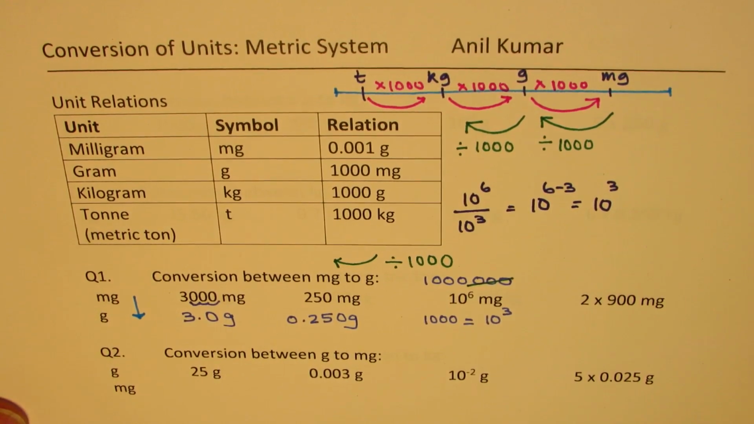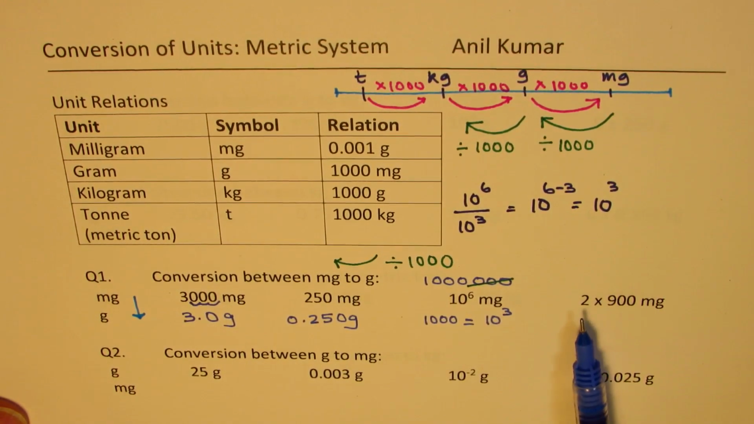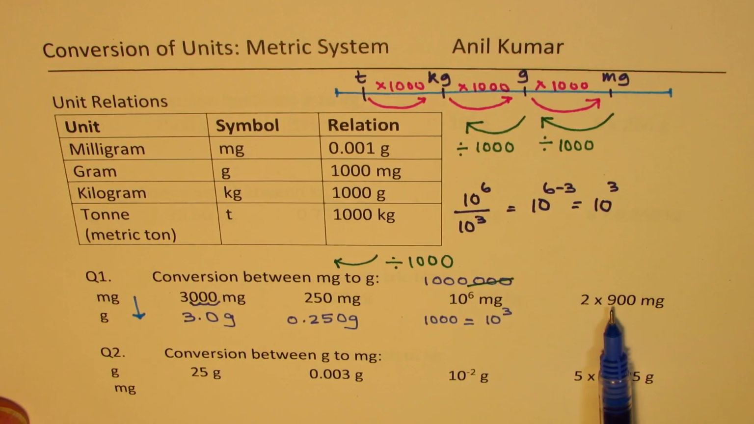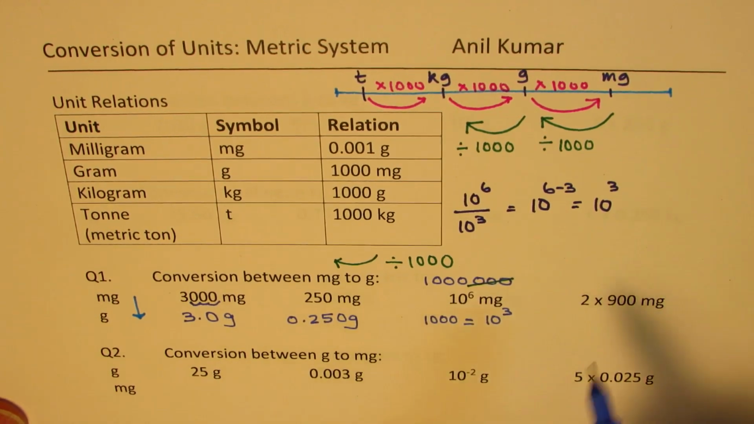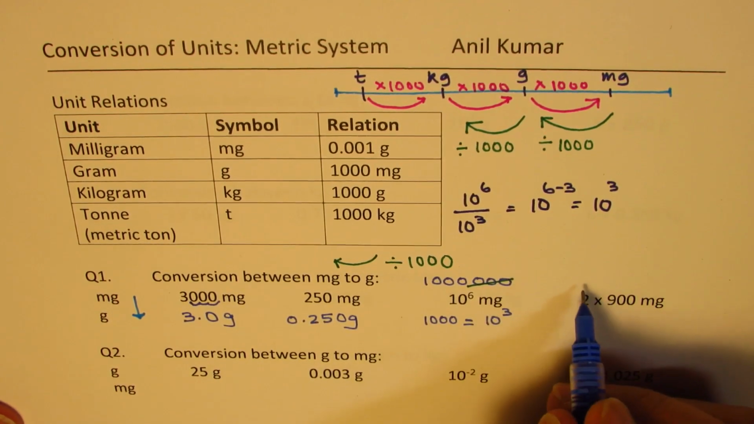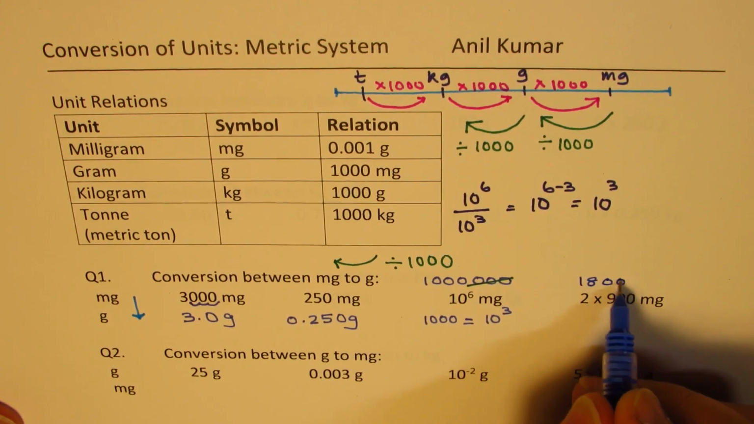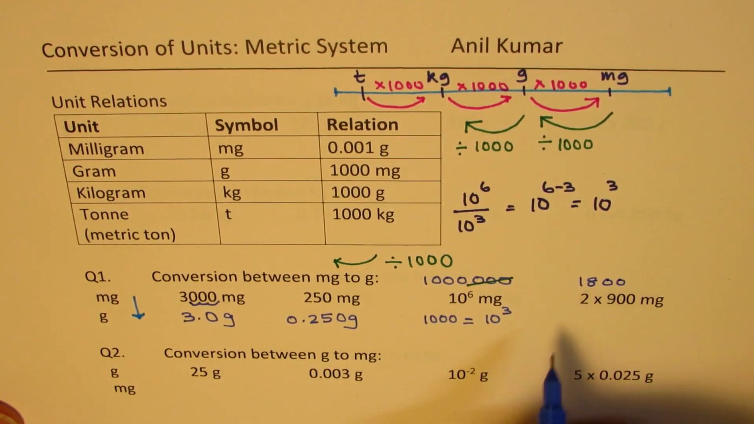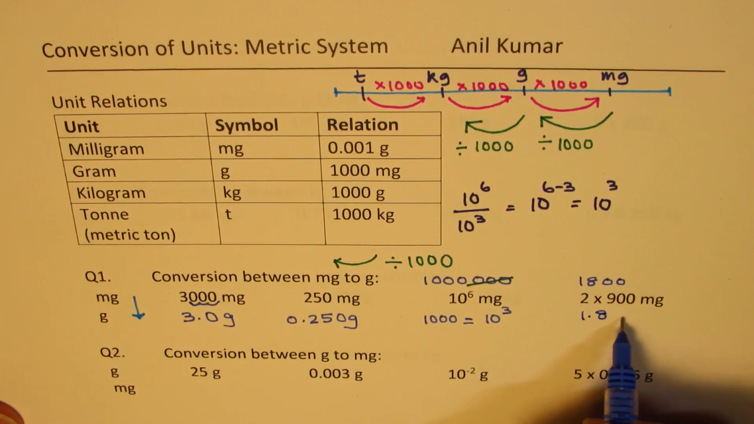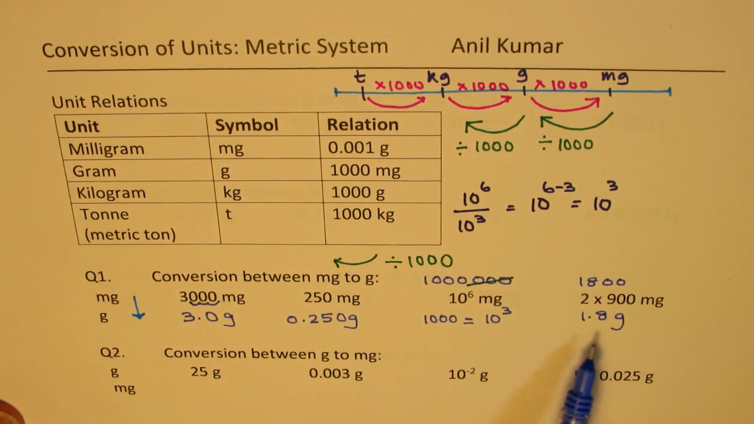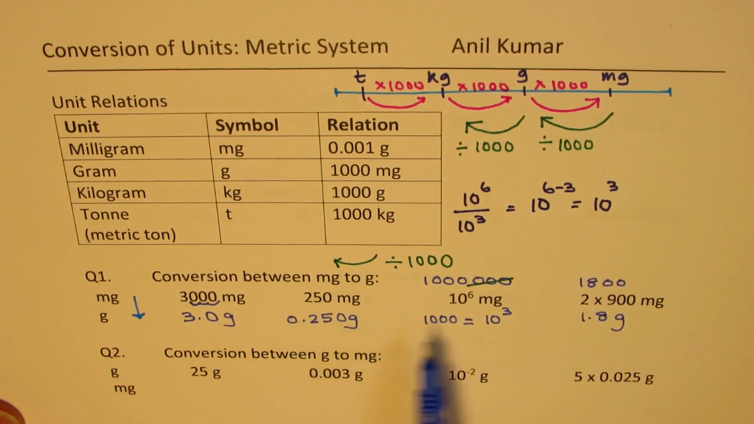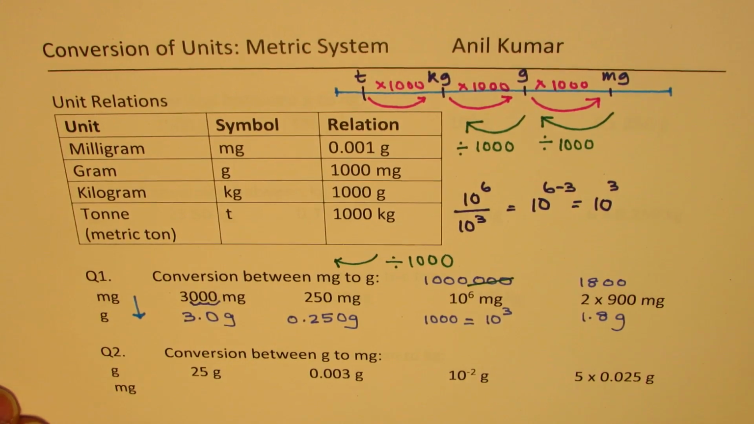Okay. Now, the next one here, we are saying 2 times 900 milligrams. In this, you can multiply first by 2, so you get 1800, right? Now, when you divide by 1000, you get 1.8 grams. Is that clear to you? So that is how you can do this conversion. So this was an example which I have shown you how to work with. Now, I would like you to pause the video, copy the second question, and answer it yourself.